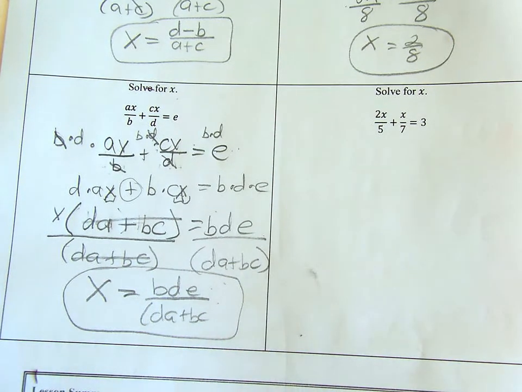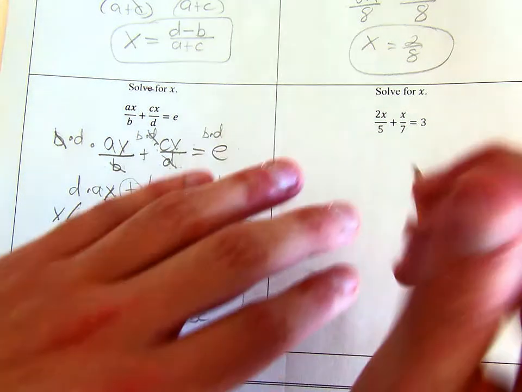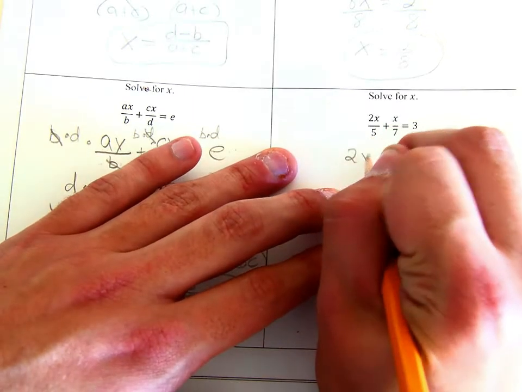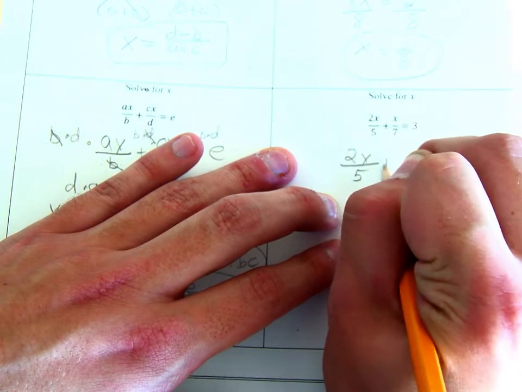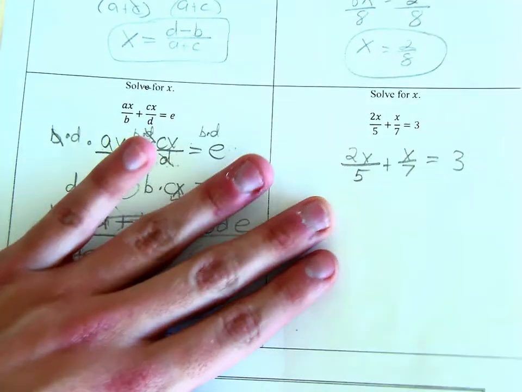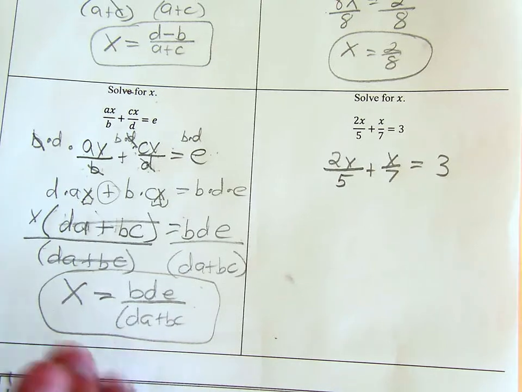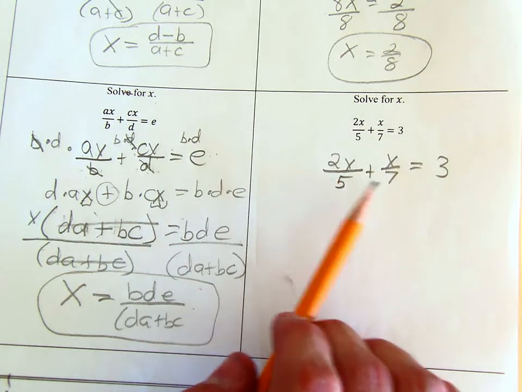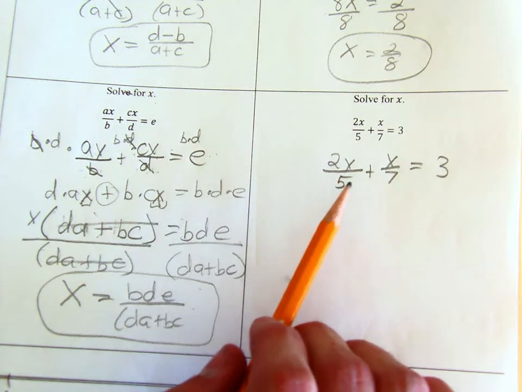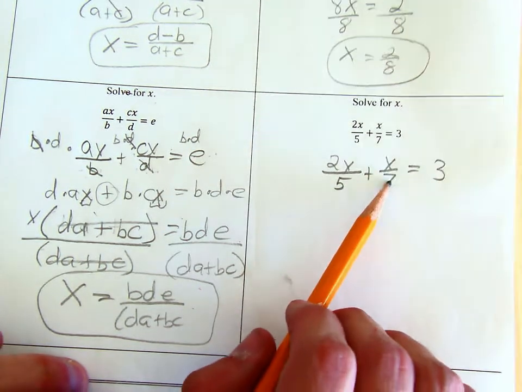Okay? So now let's look at a related equation. They want us to solve this equation for x. We have 2x divided by 5 plus x divided by 7 is equal to 3. The first thing, again, is we want to get rid of these fractions. To get rid of the fractions, we're going to multiply by the common denominator. The common denominator between 7 and 5 is 35, or we're multiplying 7 times 5 to get 35.